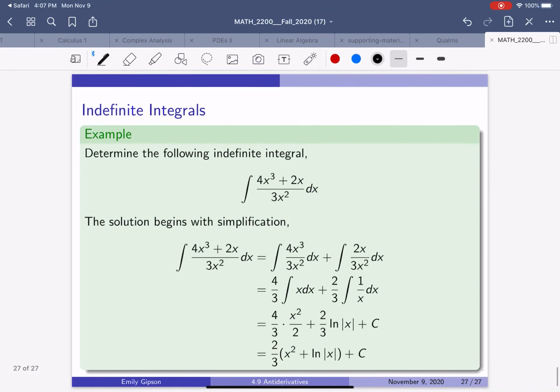The solution begins with simplification, just like I showed, and I already skipped ahead to this step. So my final solution is 2/3 x squared plus the natural log of x, quantity plus c.